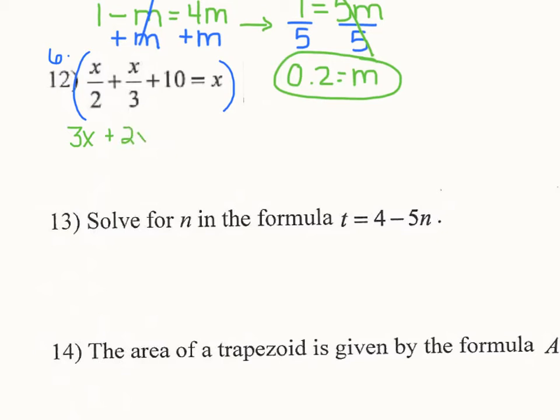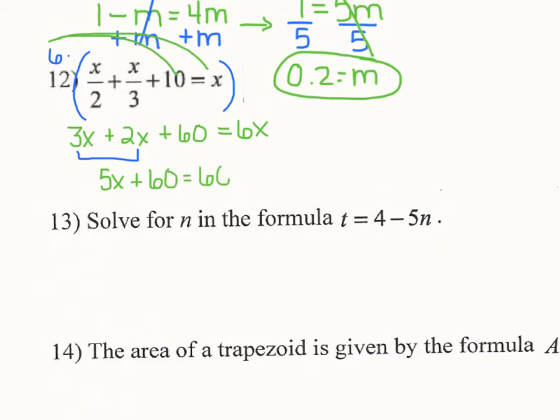Now the thing that people forget a lot is that you also have to multiply the 6 by the 10 and the 6 by the x. So 6 times 10 is 60, and 6 times the x on the end is 6x. If you forget those two, it's going to make your answer wrong. All right, I'm going to combine 3x and 2x because they're on the same side. So I get 5x plus 60 equals 6x.